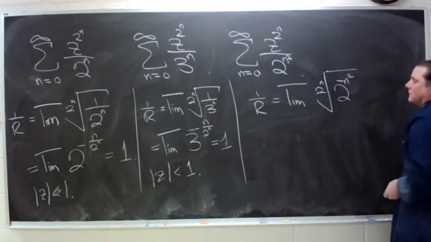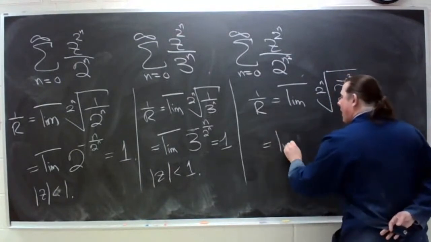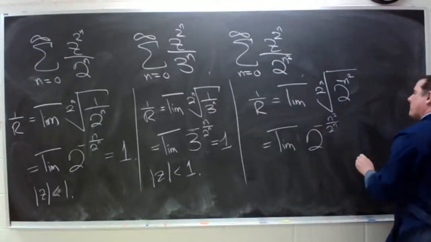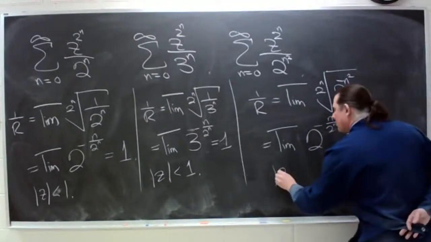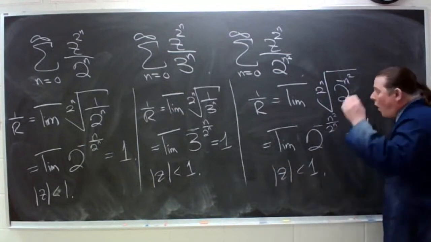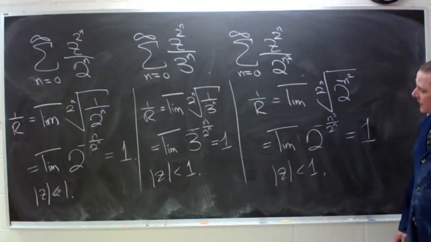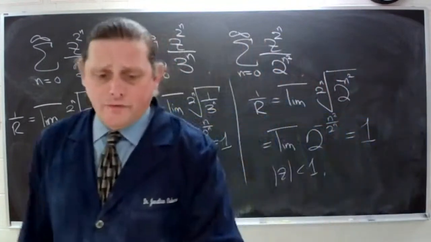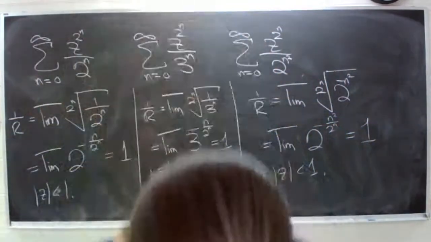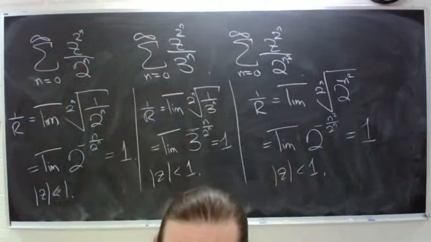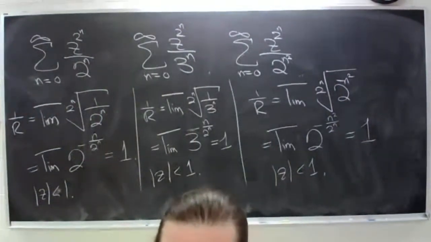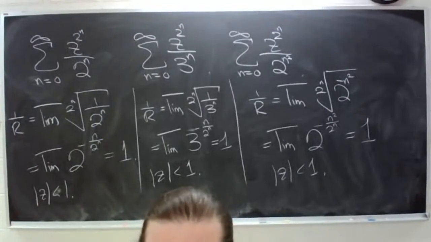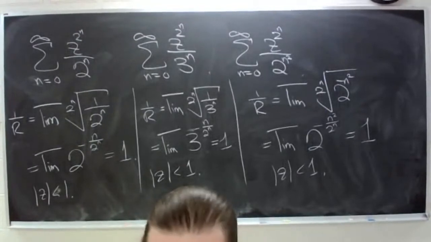So all three of these series have the same disk of convergence. Now let's go ahead and look at what these functions look like on a circle of convergence.